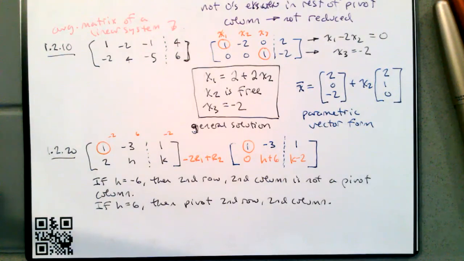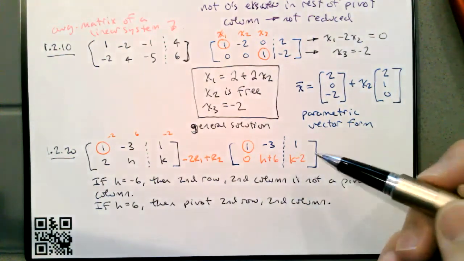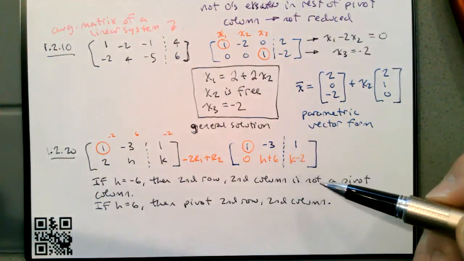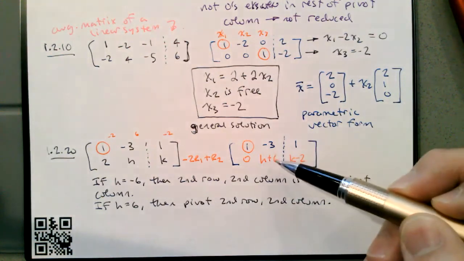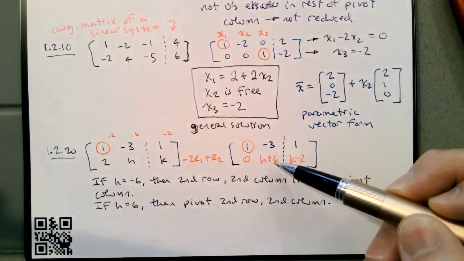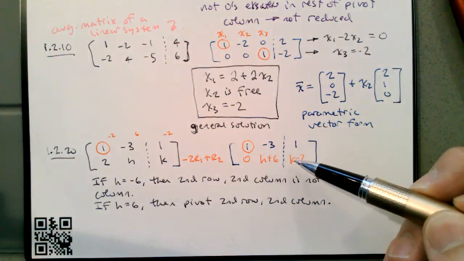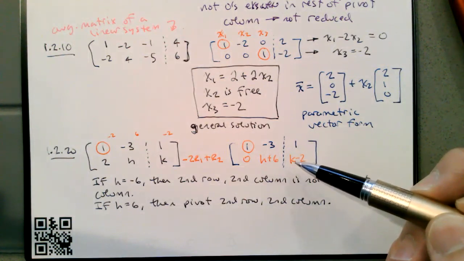Now I need to think about the implications of these two cases. If h is not -6, then we'll have a pivot in the second row, second column, which means that we will definitely not have a pivot in the rightmost column of the augmented matrix. No matter what k minus 2 works out to be, if h plus 6 is not 0, we will not have a pivot in the rightmost column. Therefore, this will be the augmented matrix of a consistent system.